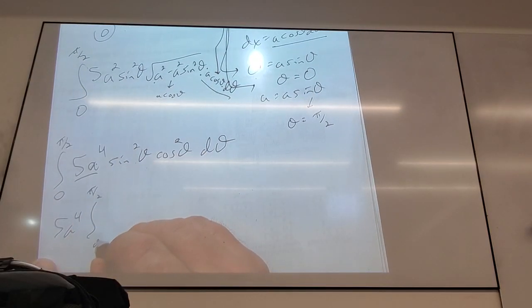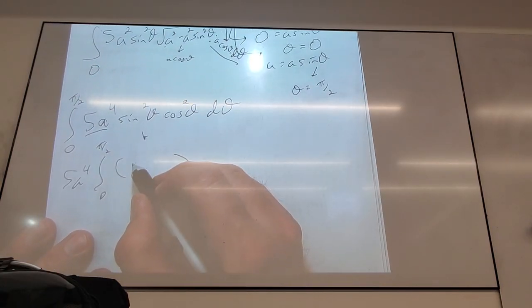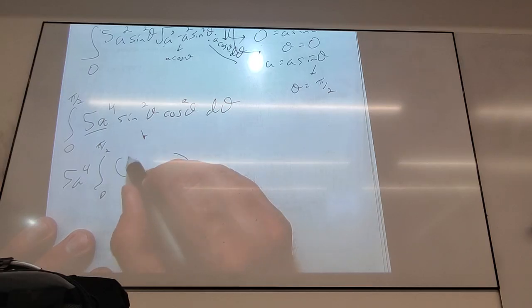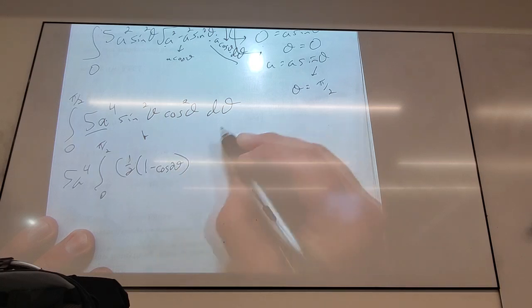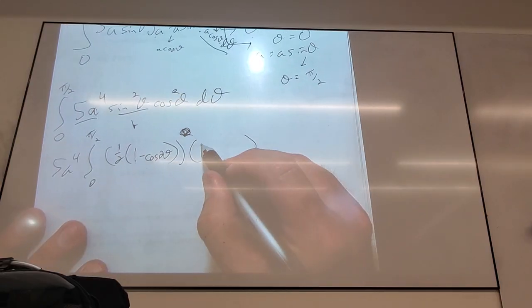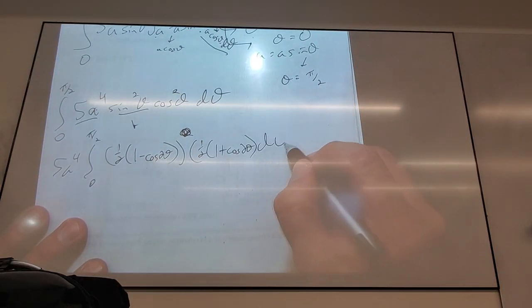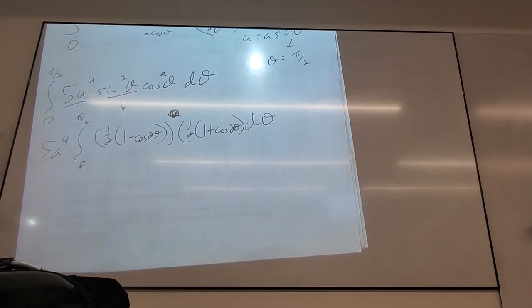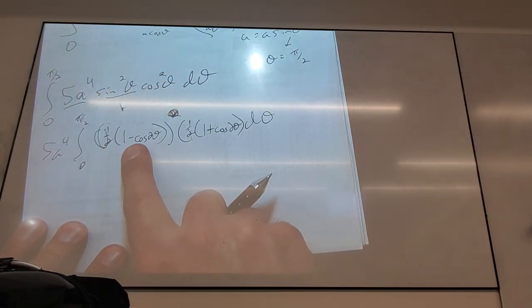If you want to do brute force, you can rewrite sine squared as what? What's the identity for sine squared to have no square anymore? 1/2 times 1 minus cosine 2 theta, and then that would be squared. Oops, no. Sine squared is this. Cosine squared is 1/2 times 1 plus cosine 2 theta. And then the 1/4 you can take out, and you can distribute this.